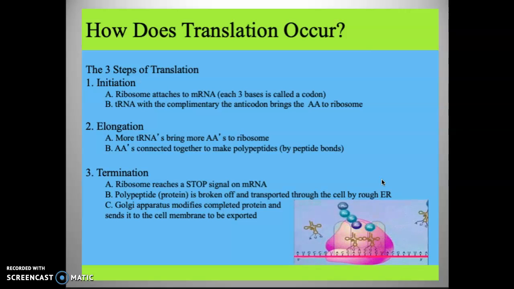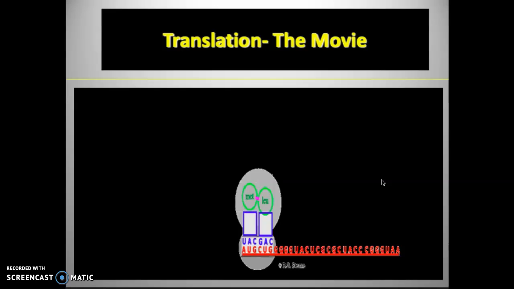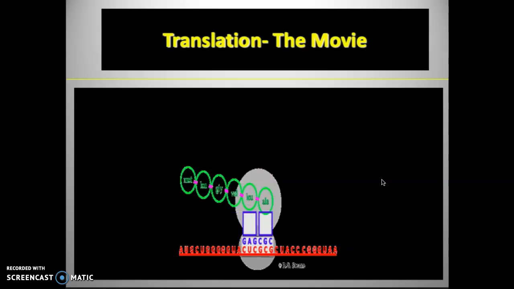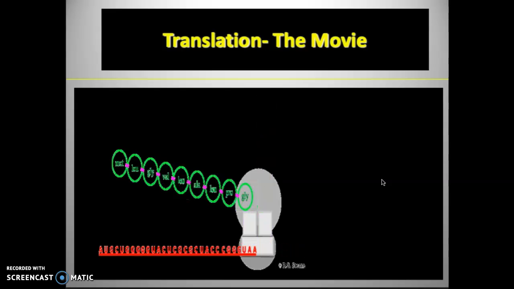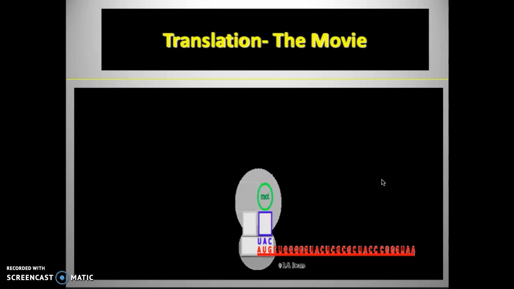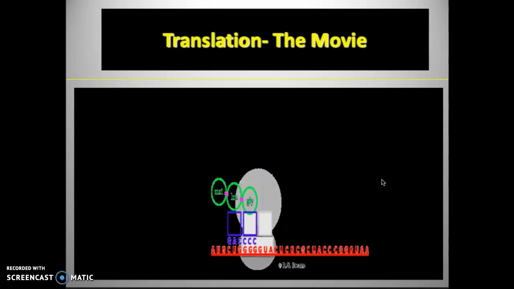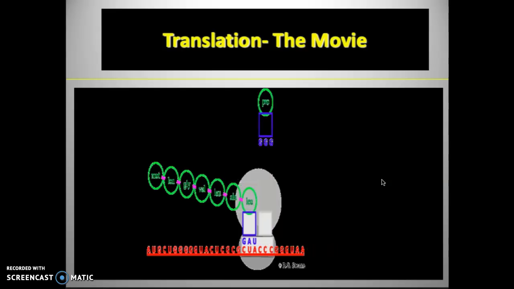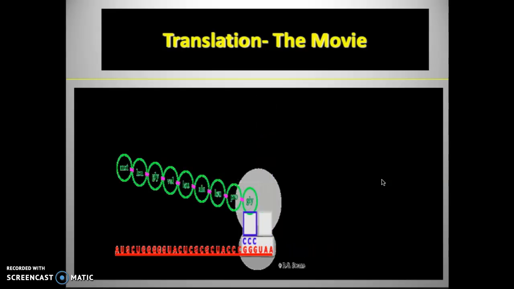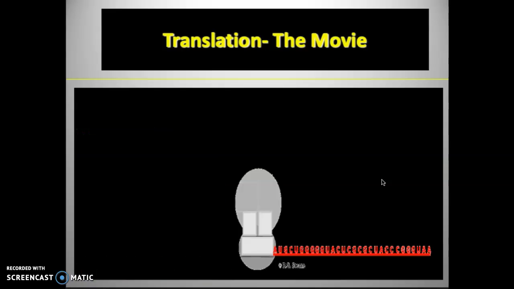So if you're confused, lost, or scared with all of the written stuff on that slide, let's try to make it a little bit easier and simplify it. This is a very simplified diagram. It looks like Tetris. It's a very simplified diagram of translation, but I like it because it's simple. Look at the bottom. That red ribbon is messenger RNA. That messenger RNA attaches to the ribosome. The ribosome is the gray peanut-looking thing.